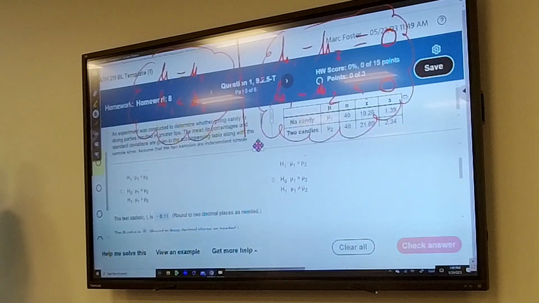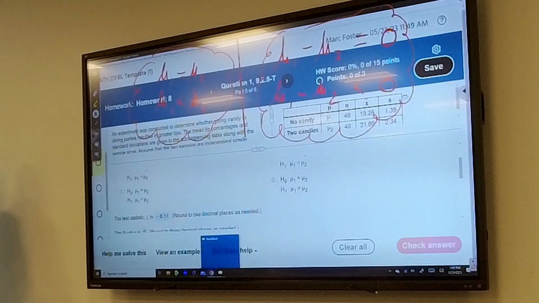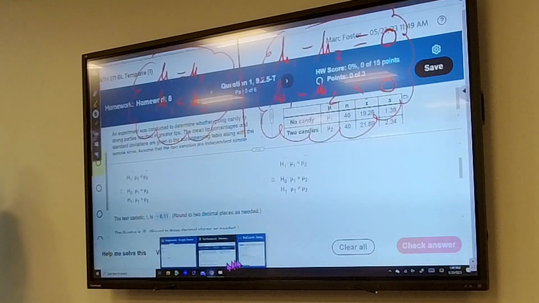How are we doing on part A? Don't close StatCrunch if you finish part A. Don't close it, leave it open.